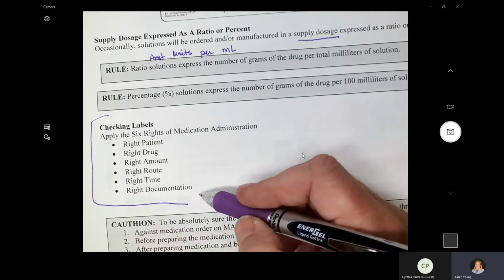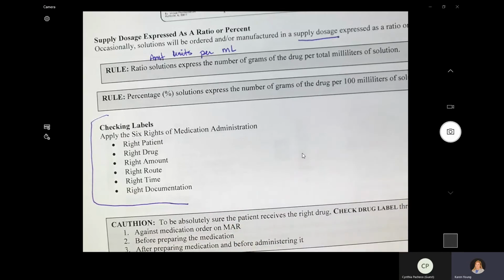The right documentation is recording it into the medication administration record. So it has to be documented that it was given. So those are your 6 patient rights. When you're reading chapter 9, make sure you read about the 6 patient rights. They're in the nurse's responsibilities. Because some of that will be on the test, but not a whole lot.